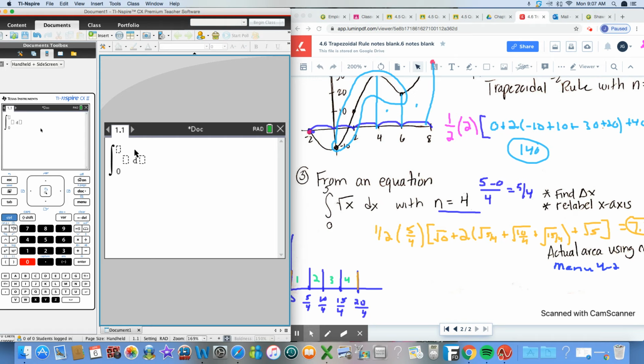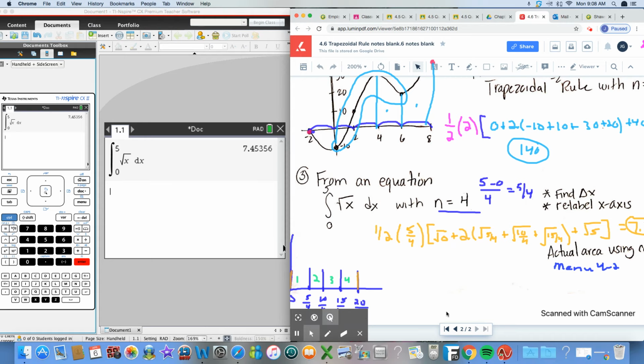So it goes from 0 to 5. And we're going to put the square root of x dx. Now, hopefully, it's roughly 7 point something. And there we go. It's 7.45356. All right. So the actual area is 7.4536. So not a bad approximation. It is a much better approximation than we used to get from rectangles.